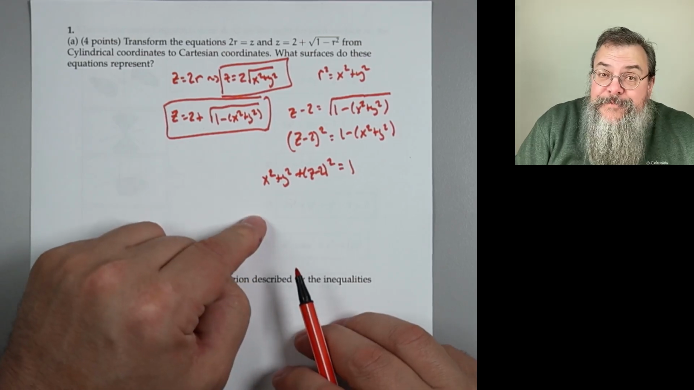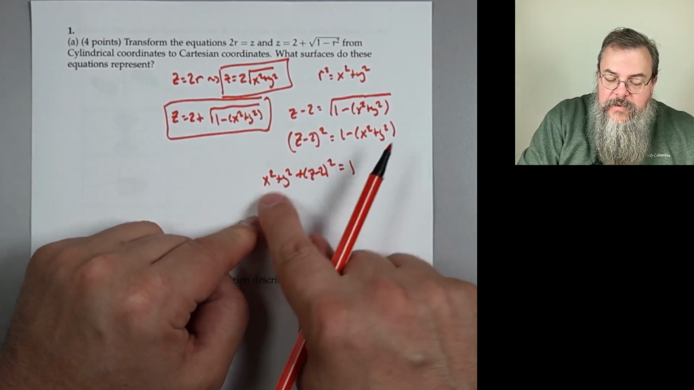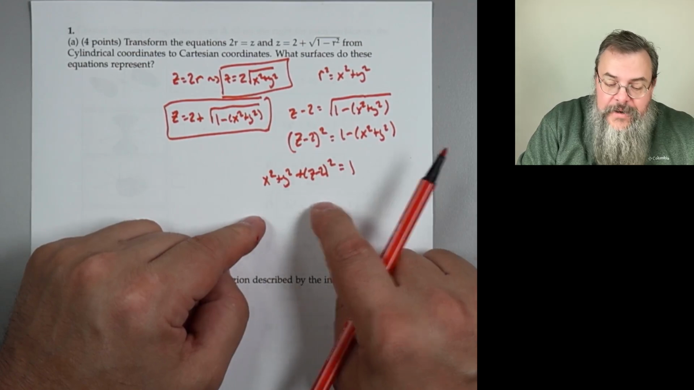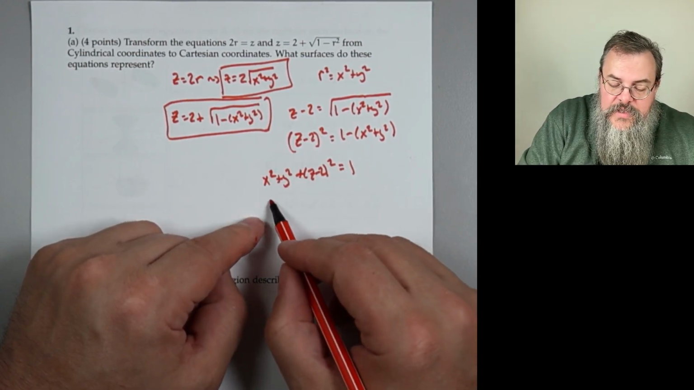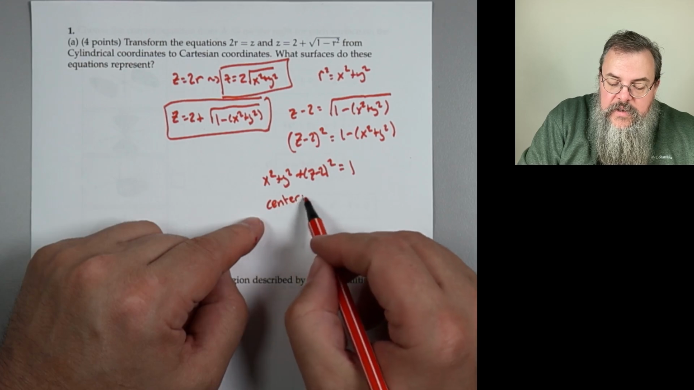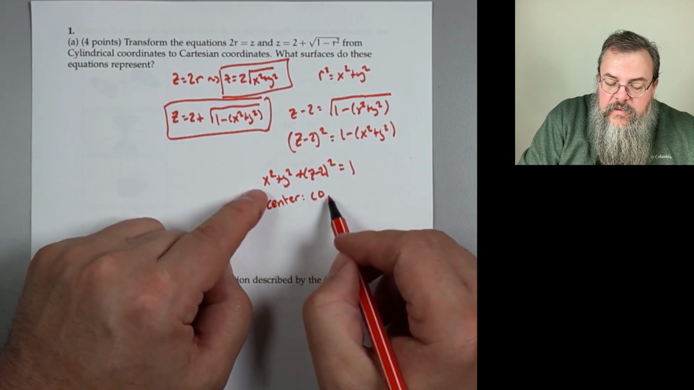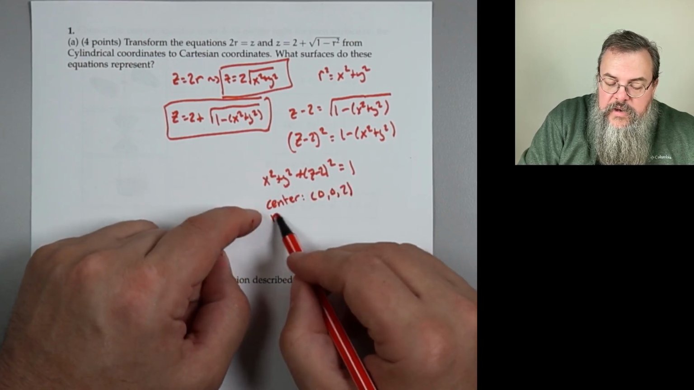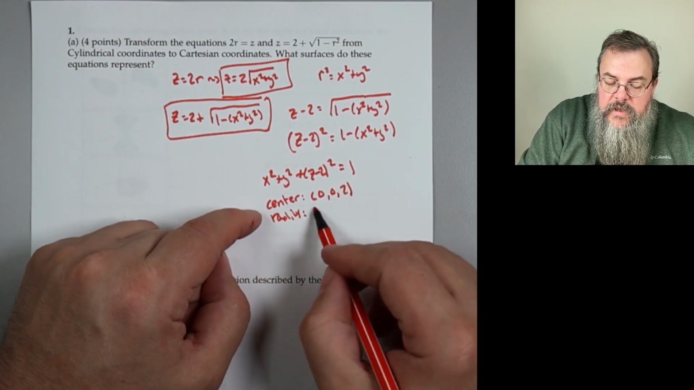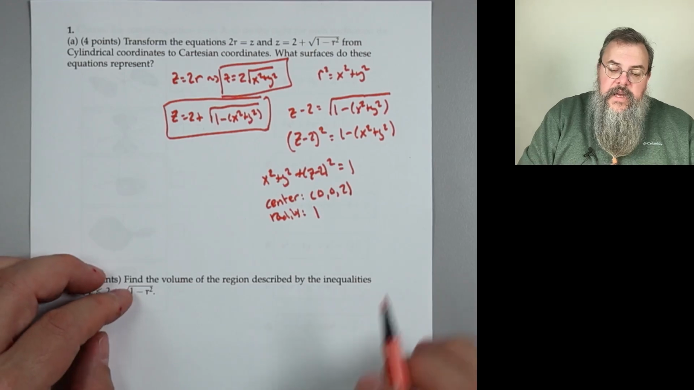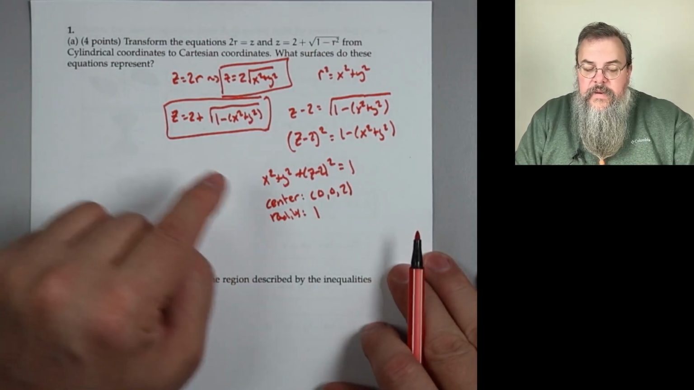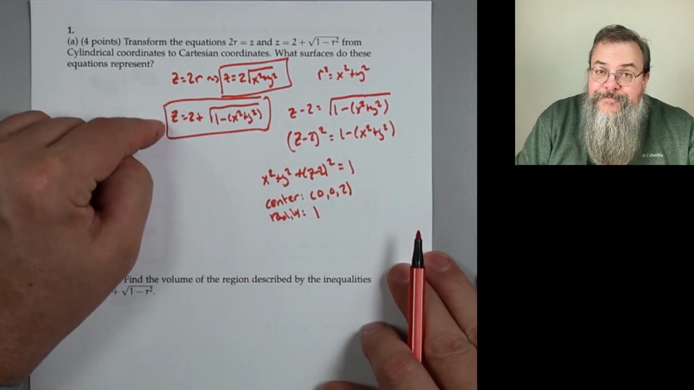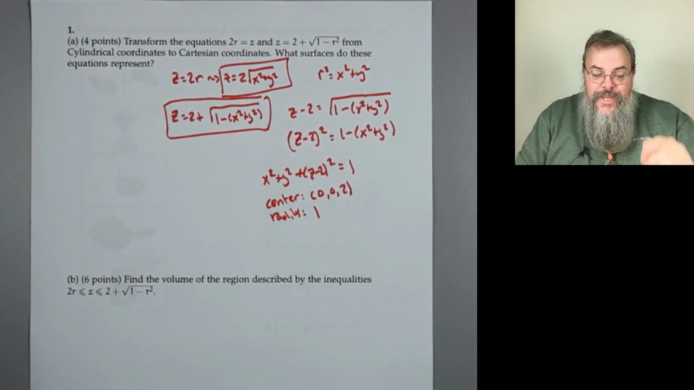That's a sphere, right? If you see something squared plus something squared plus something squared, sphere. And we say, okay, where's the center? Well, the center is at 0, 0, 2, and the radius is 1. Now you might say, great, so is this the same as that? So here's where we're getting into technicalities. No.